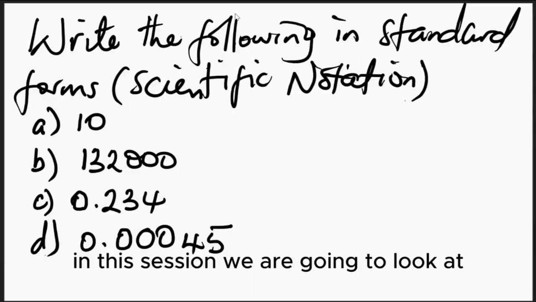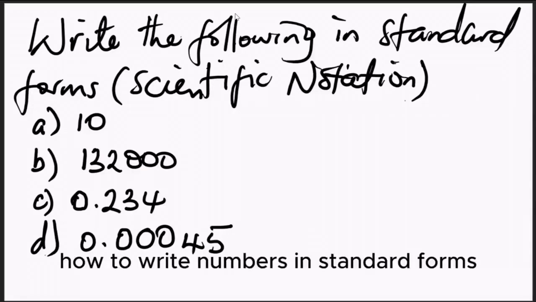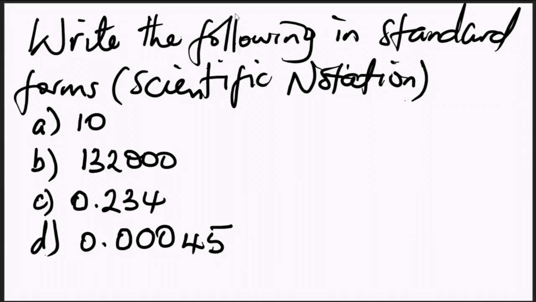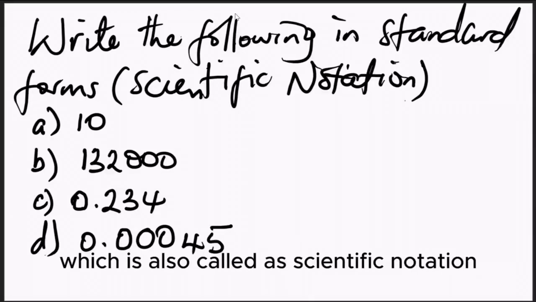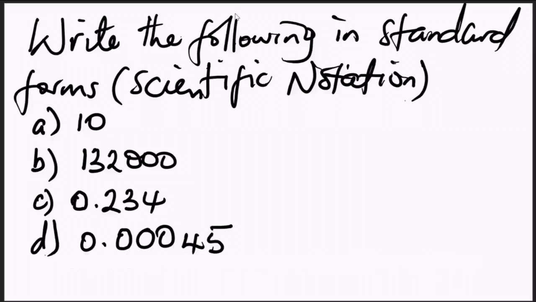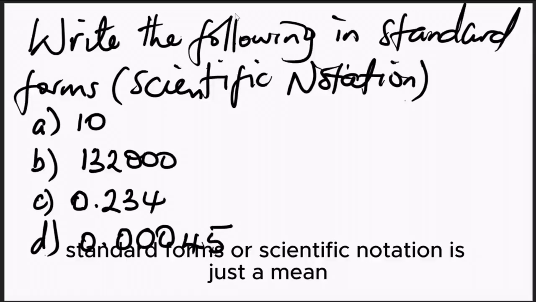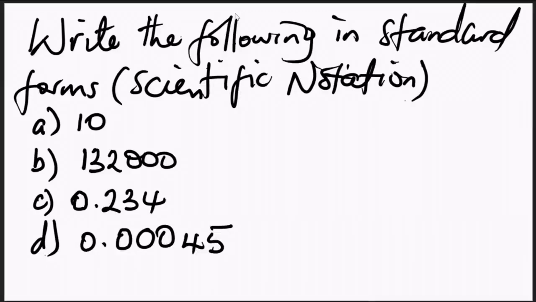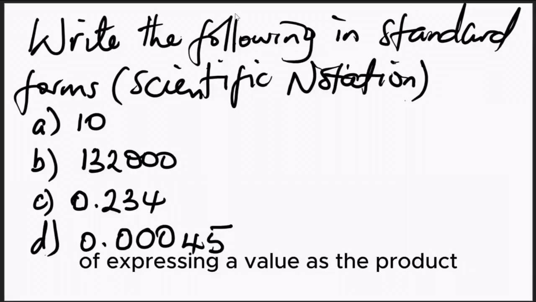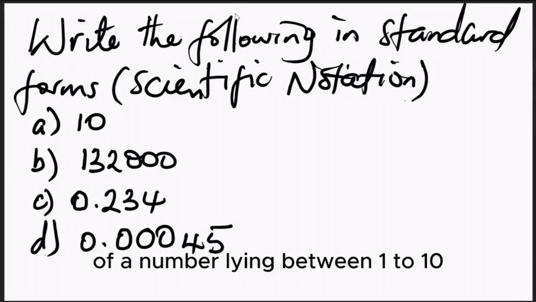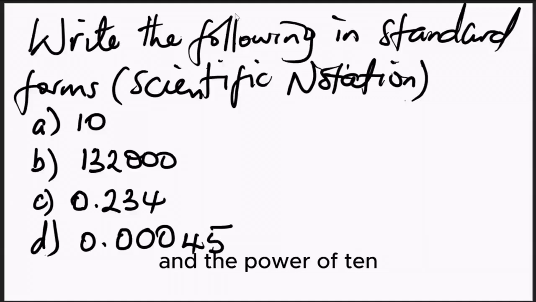In this session, we are going to look at how to write numbers in standard form, which is also called scientific notation. Standard form or scientific notation is just a means of expressing a value as the product of a number lying between 1 and 10 and a power of 10.